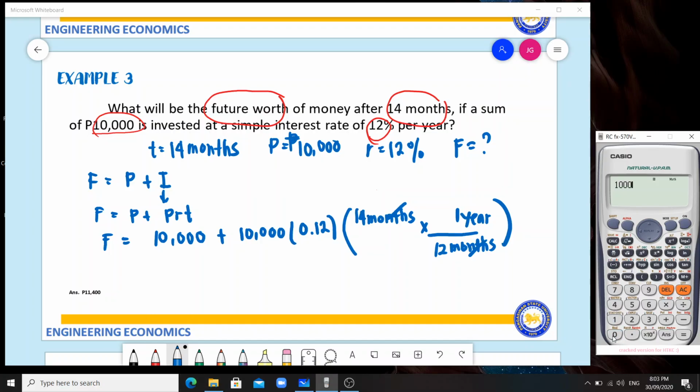10,000 plus 10,000 times 0.12 times 14 over 12. Meron tayong future worth or total amount of money na 11,400 what? Pesos. Okay. Saktong-sakto.